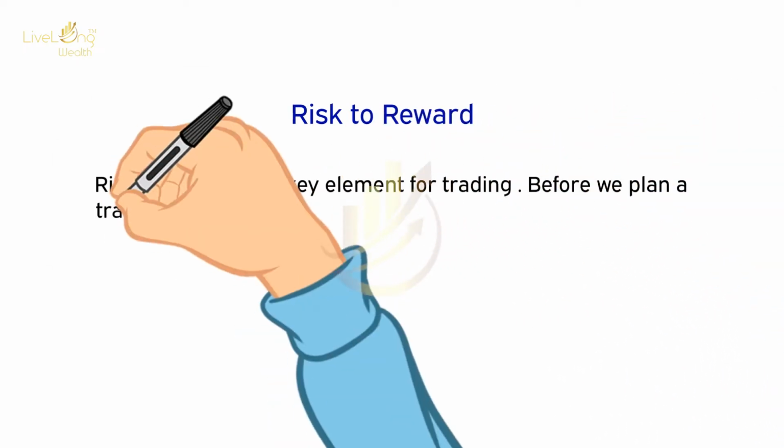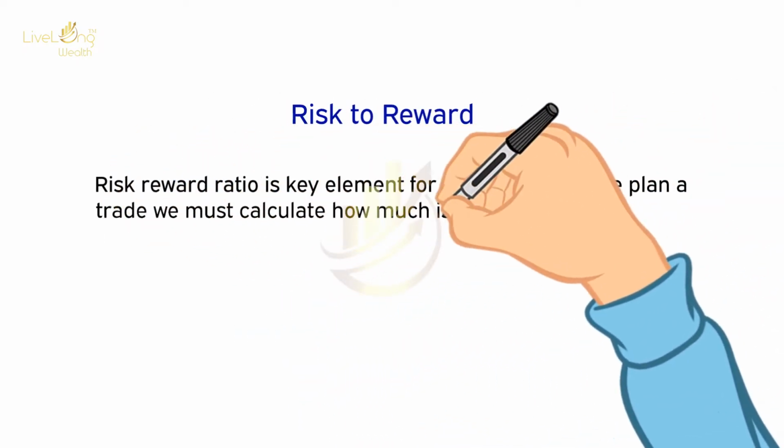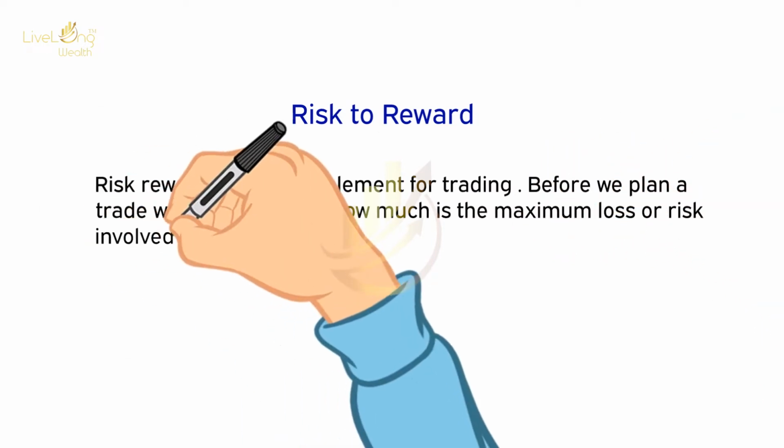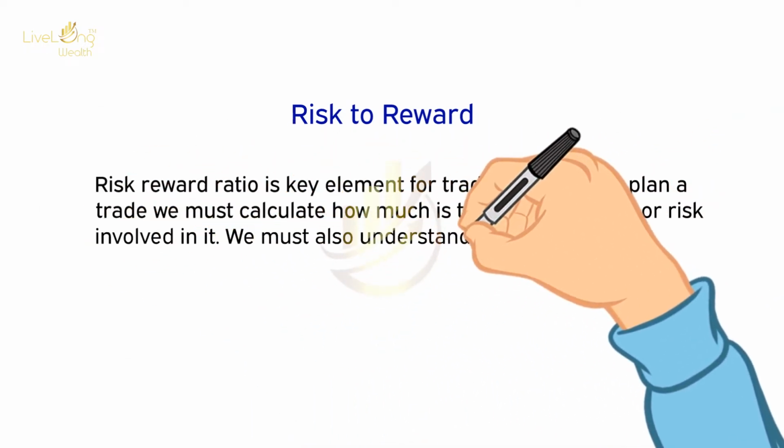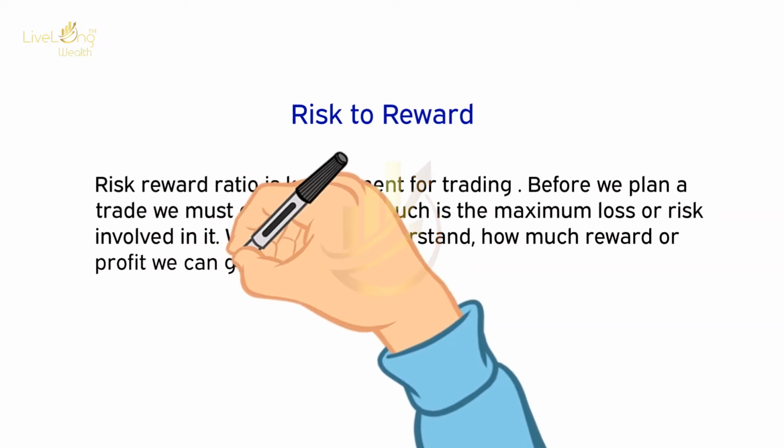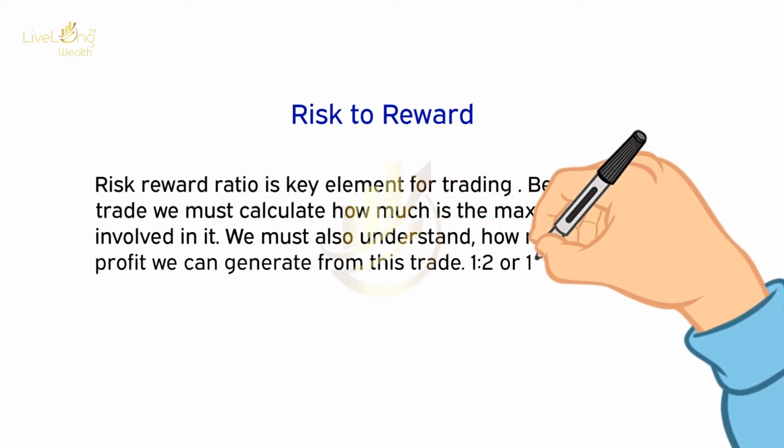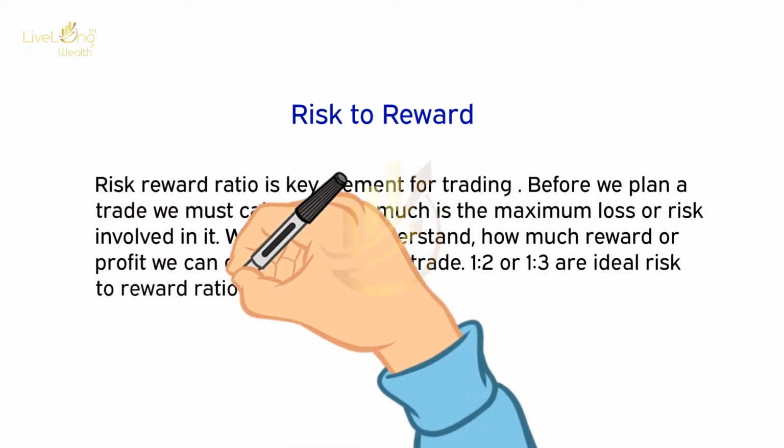Before we plan a trade, we must calculate how much is the maximum loss or risk involved in it. We must also understand how much reward or profit we can generate from this trade. 1:2 or 1:3 are ideal risk-to-reward ratios.